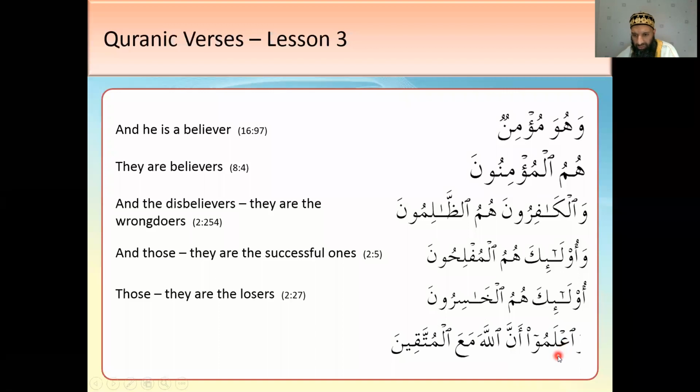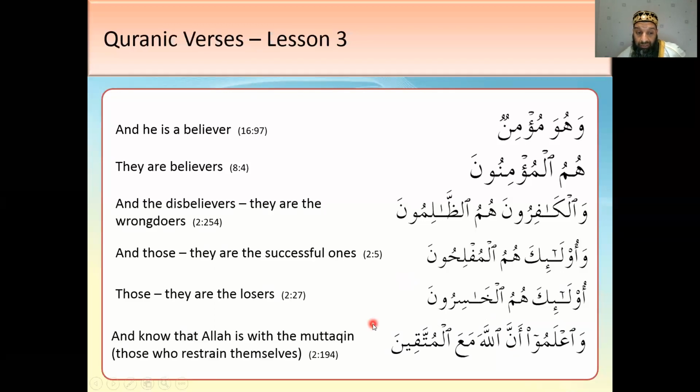Wa'lamu, anna, is it wa'lamu? I can't see the full screen. I think it's wa'lamu. Anna Allah, indeed Allah, ma'al muttaqeen. Ma'a. We remember we did ma'a. Ma'a means? Okay. So wa'lamu. It's saying there, wa'lamu, and know. Have ilm. Know.